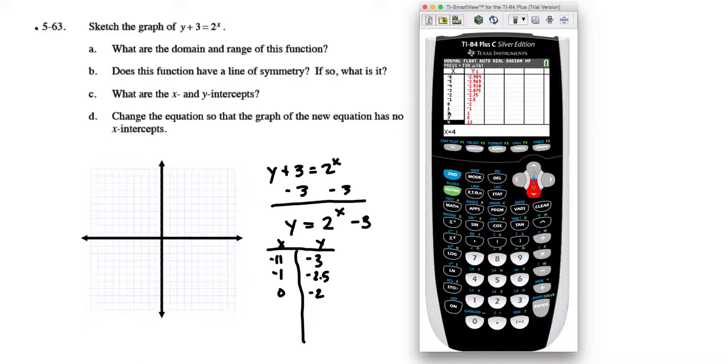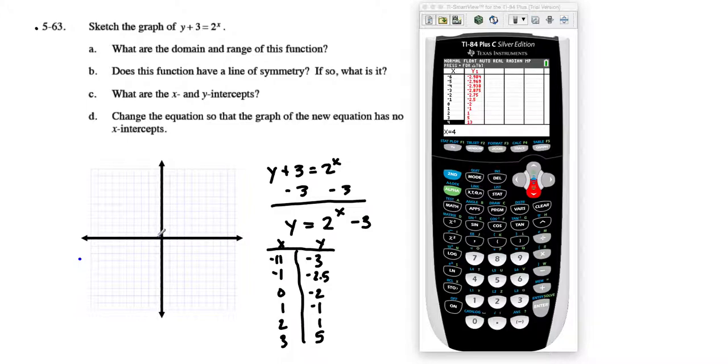There's plenty of points on there for us now. We've got 1, -1. We've got 2, 1. And 3, 5. Let's go ahead and plot some of these on here. I'm going to change my color to blue so we can see them. So -11, -3. Probably back about right somewhere back here. And then we've got -1, -2.5.